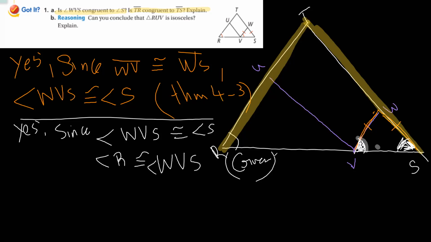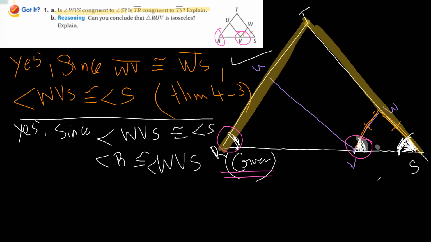The first one, angle WVS, is congruent with angle S. That I proved in the first term. The second one, he gave me from the question that angle R is congruent with angle V. It's given from the question.